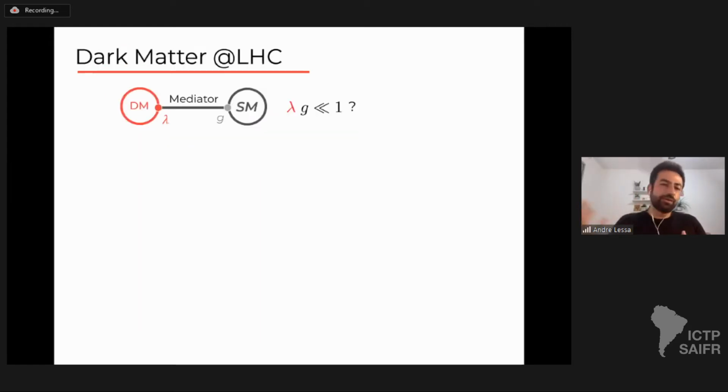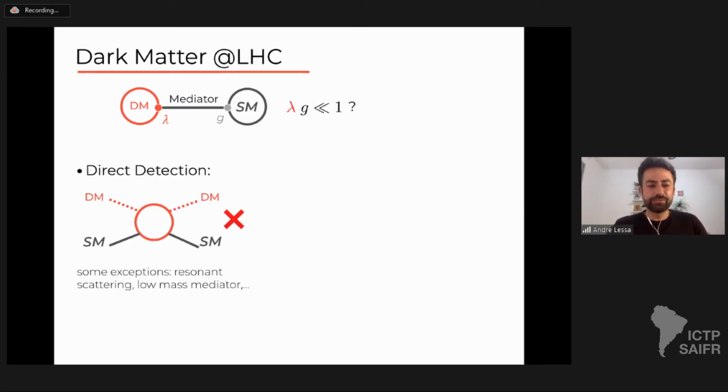But of course, we can ask, we saw several examples throughout the workshop, what happens if these couplings are very small, right? So in particular, if the product of these couplings is very small. In this case, very roughly, direct detection cannot test these scenarios because this cross-section will be super suppressed. Of course, there are exceptions like resonance scattering, a very light mediator, and so on. But in most cases, direct detection cannot test this type of scenario.